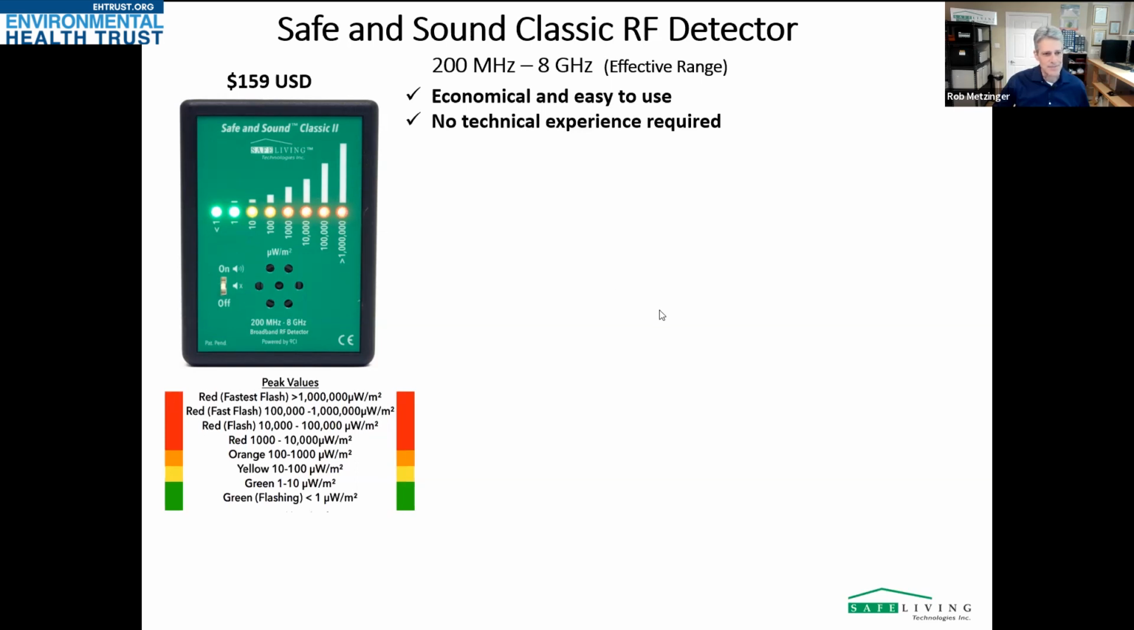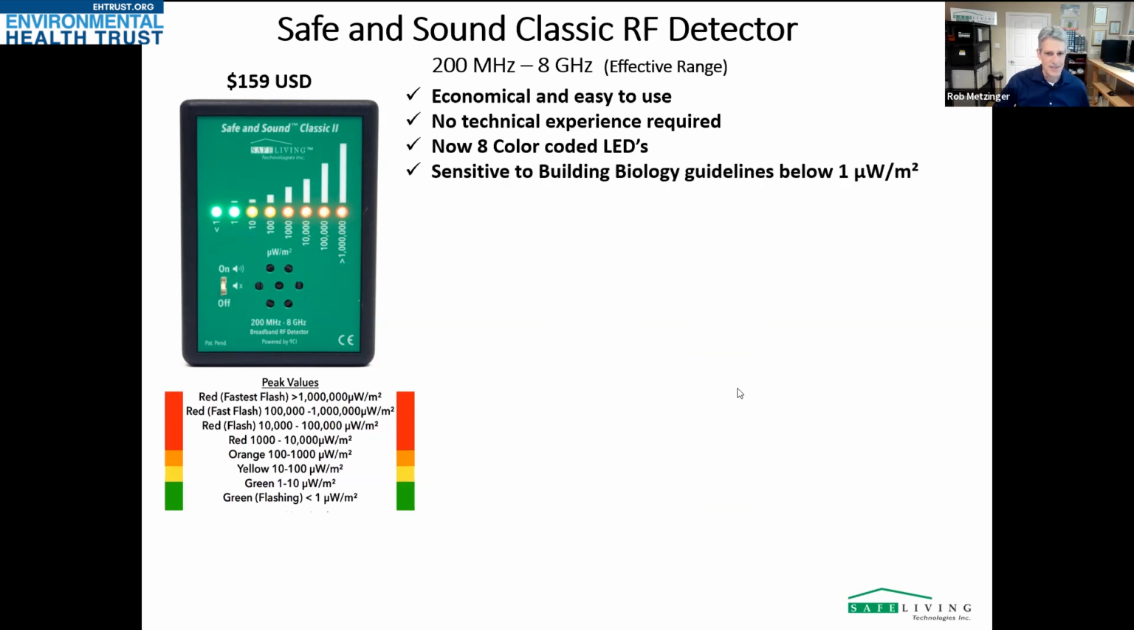This is where we get into areas that we probably don't want to spend a lot of time in. There are 8 color-coded LEDs, and you can see the measurement or exposure ranges that each LED offers. When we built these meters, we wanted to make sure we were sensitive enough to go below building biology guidelines, so we need to get down below 1 microwatt per square meter. If you have a flashing green light, you're in a great area. You're going to get below 1 microwatt per square meter.